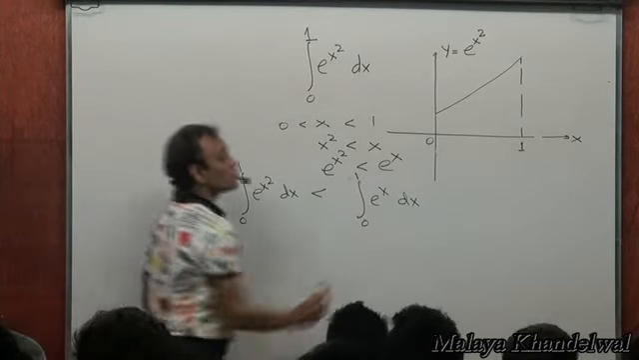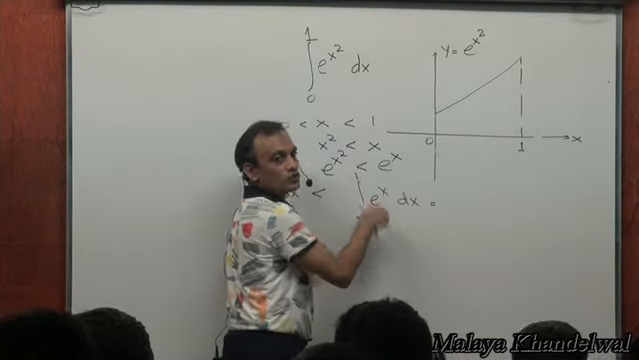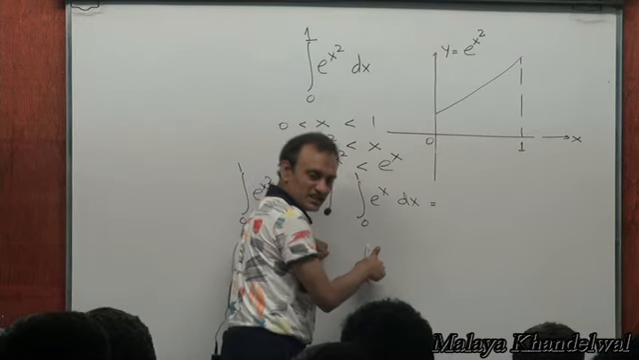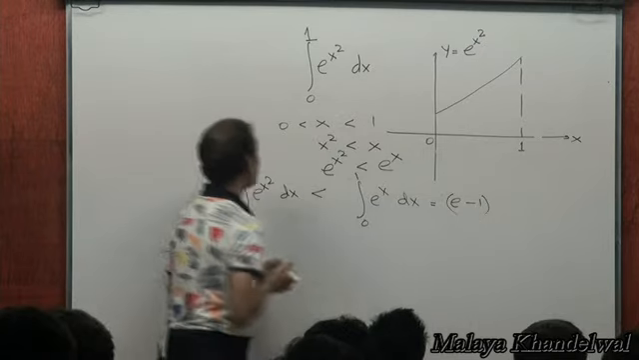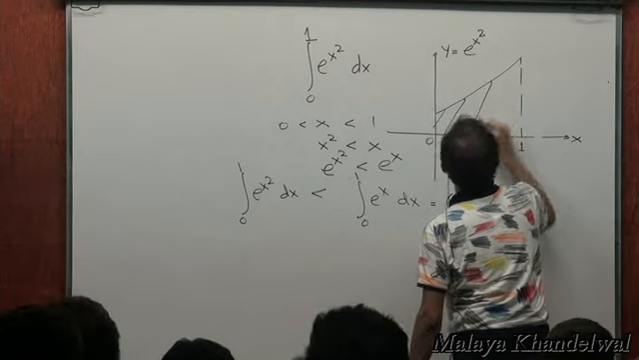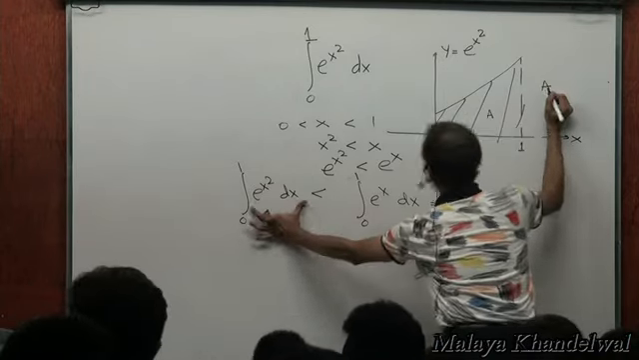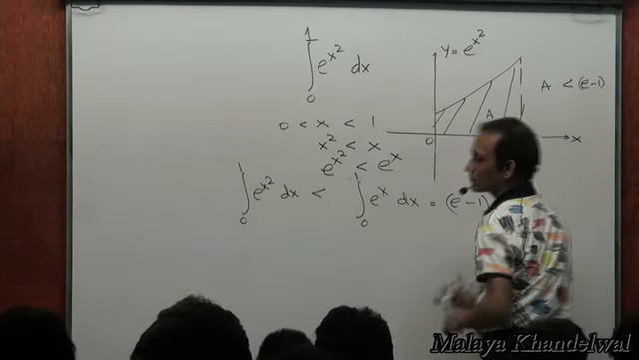If you integrate e power x dx from 0 to 1, you get e power 1 minus e power 0, so e minus 1 is what you get. That means one thing for sure: the integral of e power x squared dx from 0 to 1, which is this area A, I can say for sure is less than e minus 1.